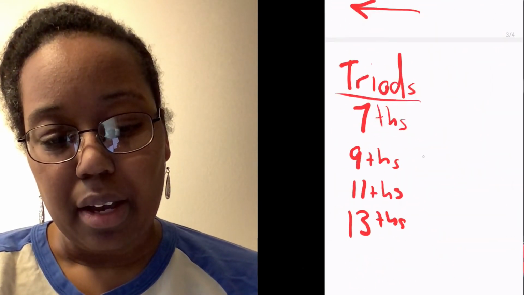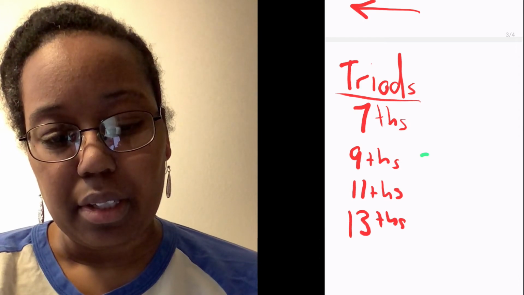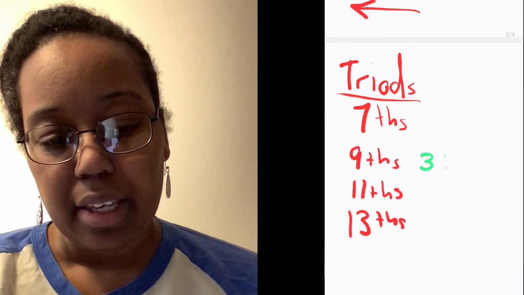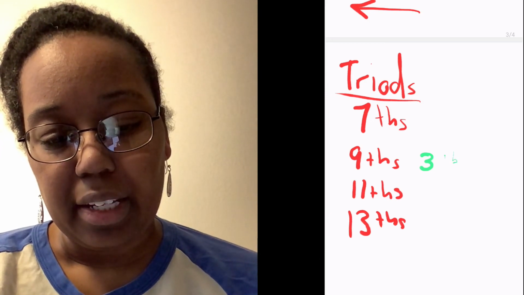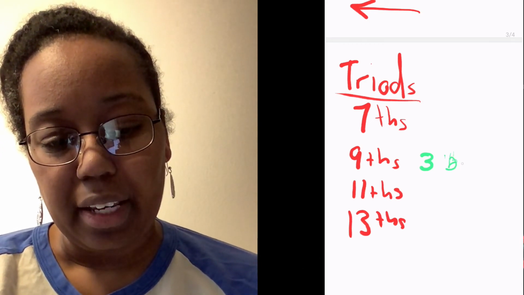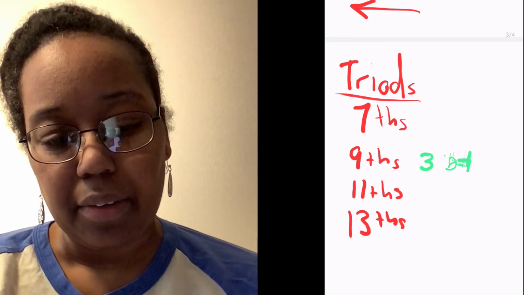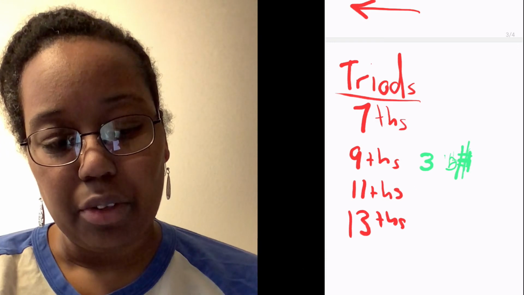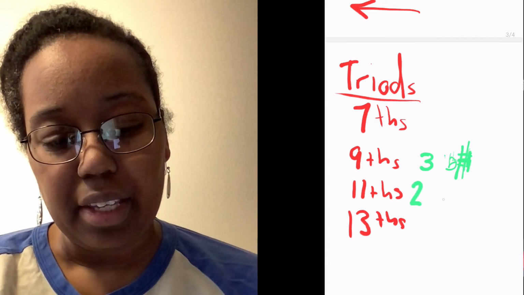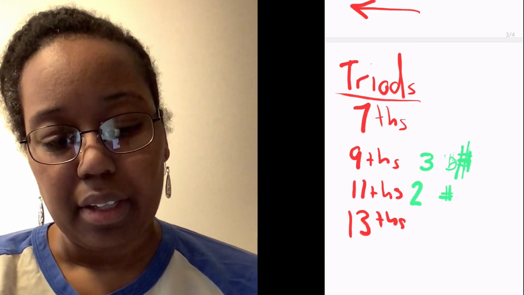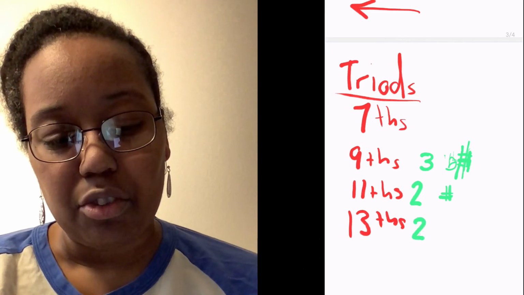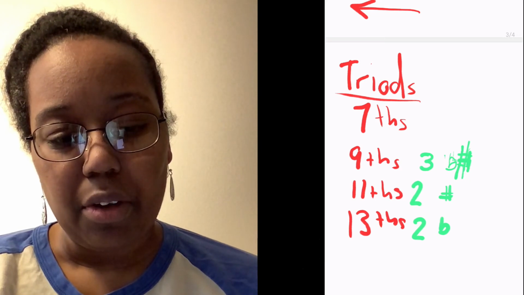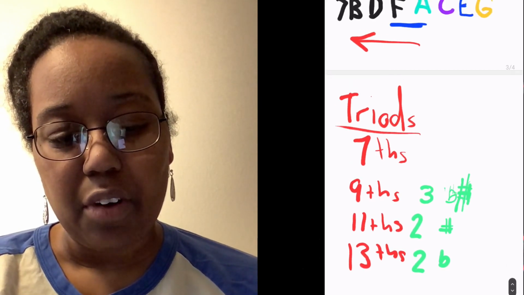Ninths have 3 choices. They have the regular ninth, the flat 9, and a sharp 9, okay? My sharp 9 looks crazy. There's 2 choices for 11 chords. You have the regular 11th, and then you have a sharp 11. For the 13th, there's 2 choices: the regular 13th, and then a flat 13th, okay? So those are all of our choices as far as that's concerned.